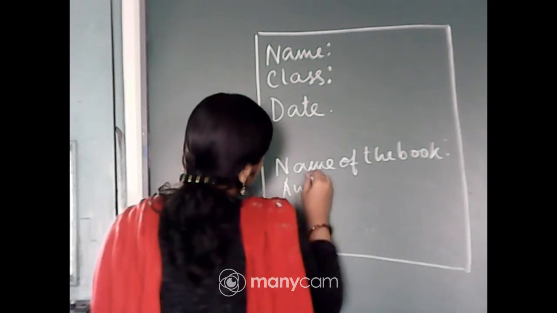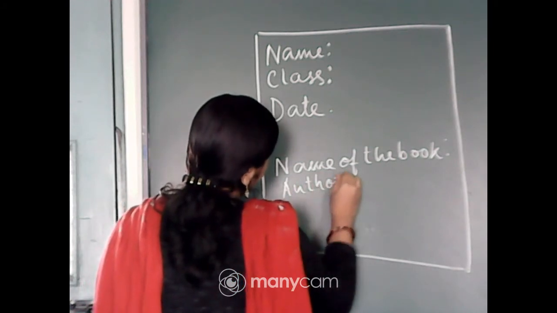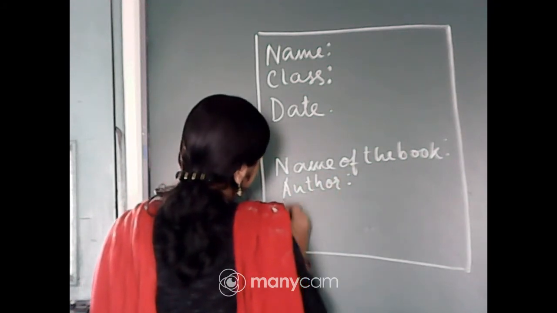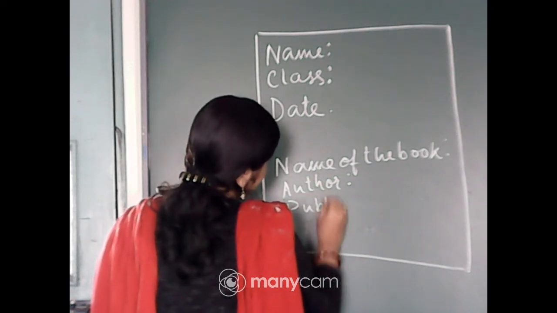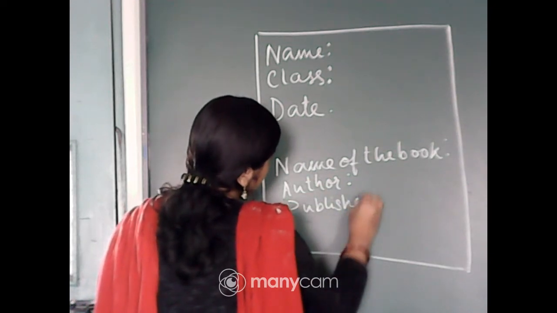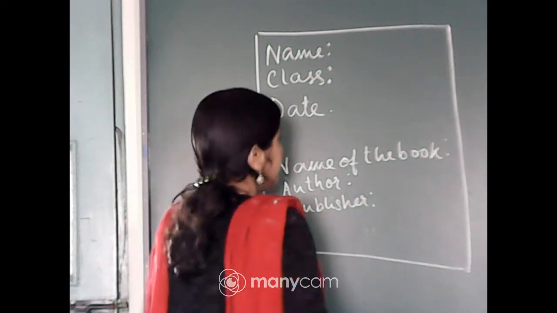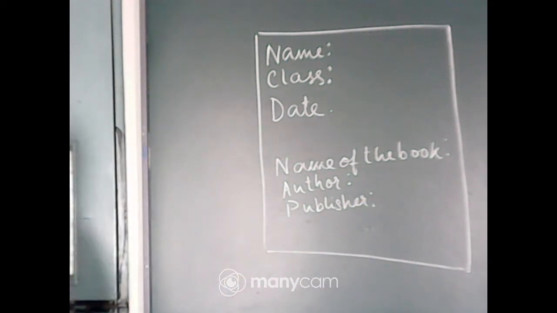Write the name of the author. If it is more than one author, you can write both their names. Then write the name of the publisher or the publication house, whatever is appropriate. Okay, in the first page, no need to do anything else. Yes, in MS Word also. Very good. MS Word also you can do it.